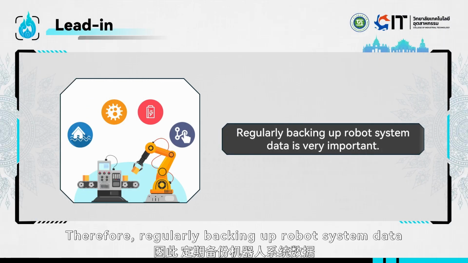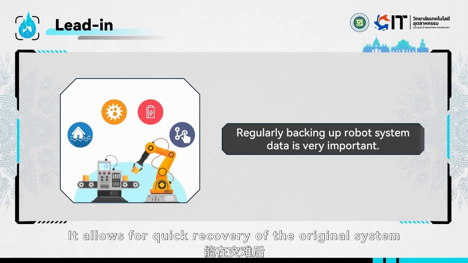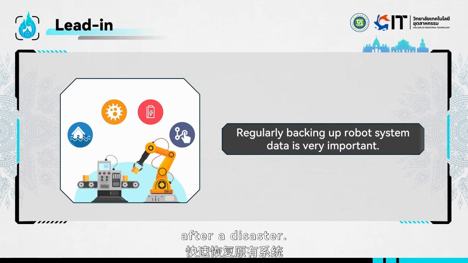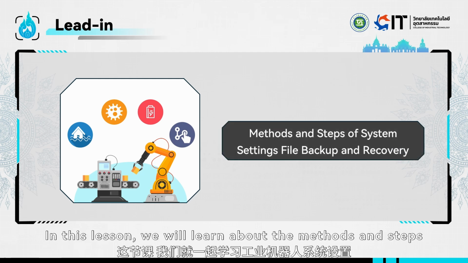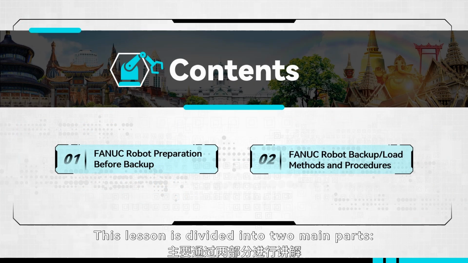Therefore, regularly backing up robot system data is very important. It allows for quick recovery of the original system after a disaster. In this lesson, we will learn about the methods and steps for backing up and restoring the settings of industrial robot systems. This lesson is divided into two main parts.